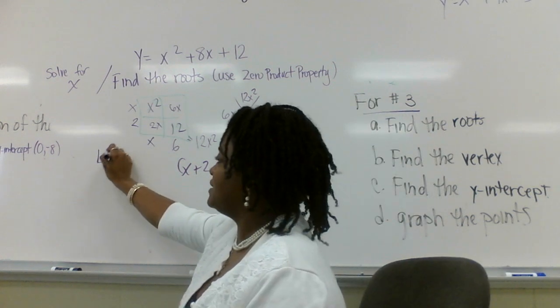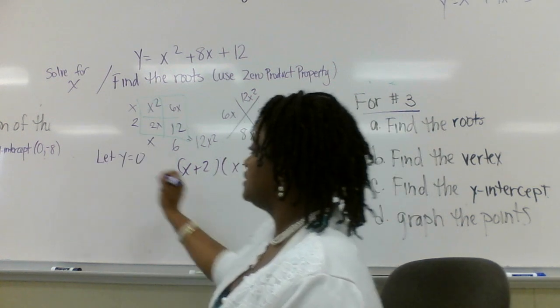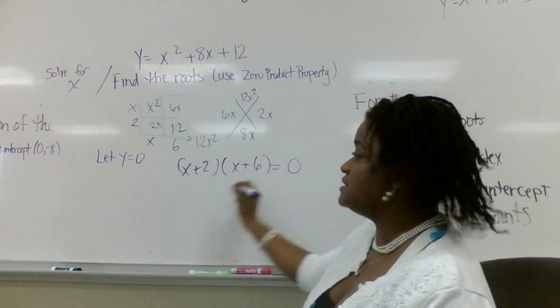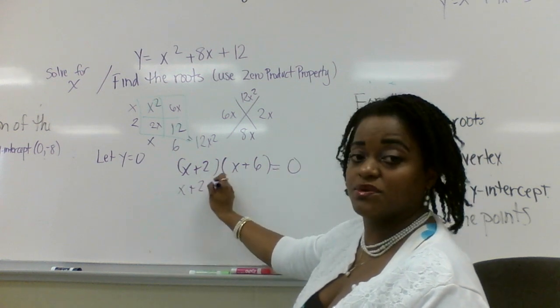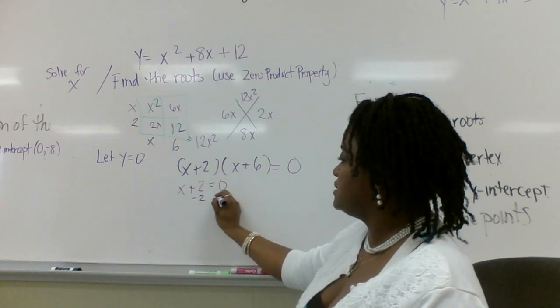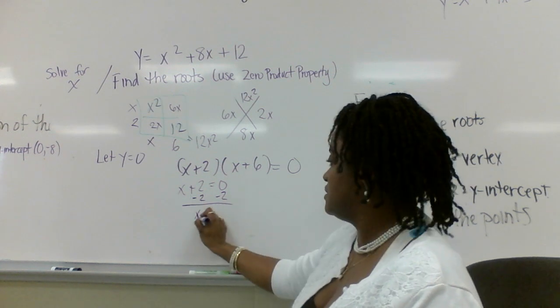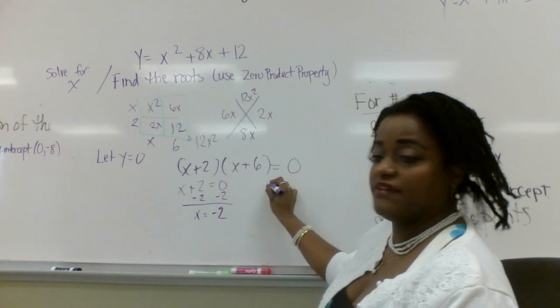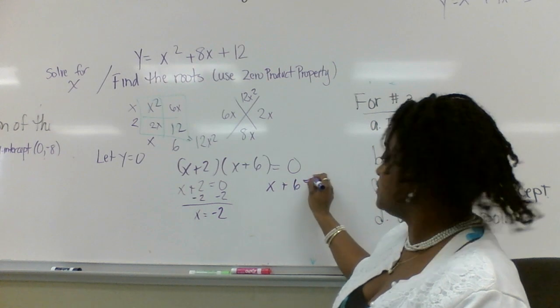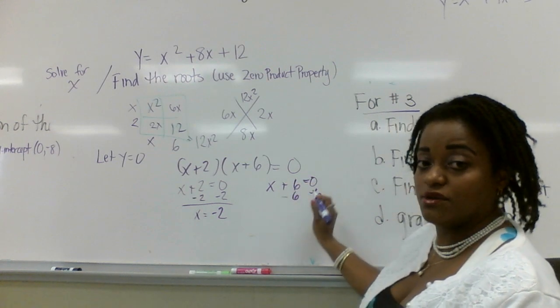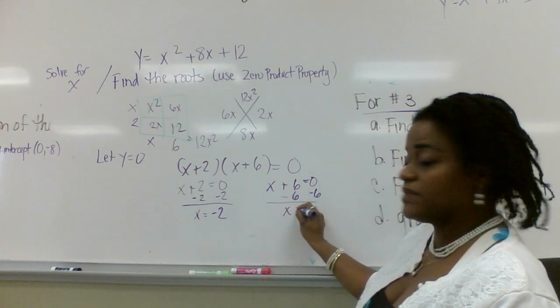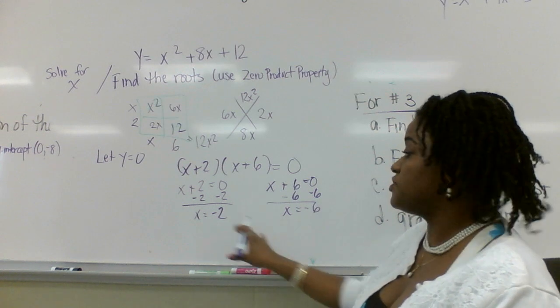We're going to let y equal 0. So then this will equal 0. Now we set x plus 2 equals 0. Subtract, or take the opposite. We get x equals negative 2. Over here we have x plus 6 equals 0. Take the opposite or subtract. X equals negative 6. So those are your answers.